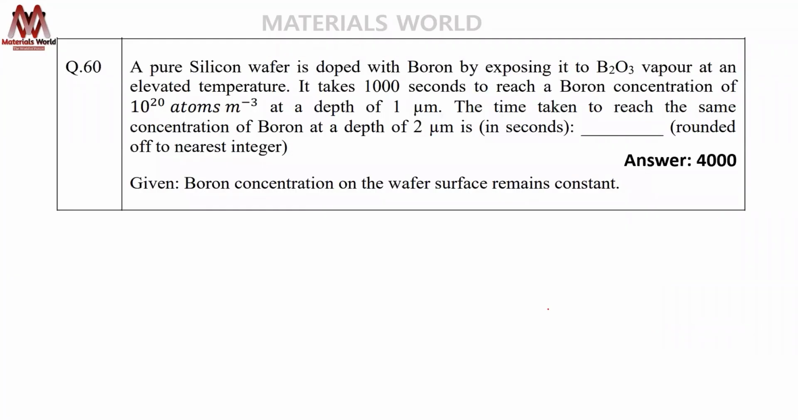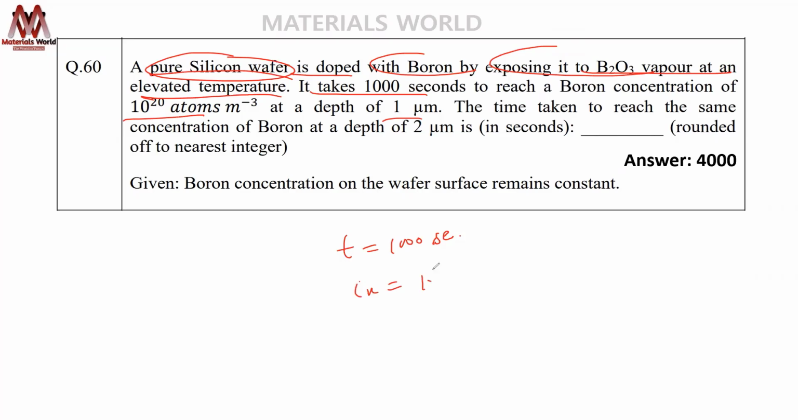Next, the answer is 4000. The question is very basic, so you can solve it within a fraction of a second. The pure silicon wafer is doped with boron by exposing it to this gas at elevated temperature. It takes t equals 1000 seconds to reach a boron concentration of this value at a particular depth. You have 10 power 20 atoms, so it is in atom percent; you have to convert atoms to atom percent, then to kg per meter cubed. Anyway, let's see.